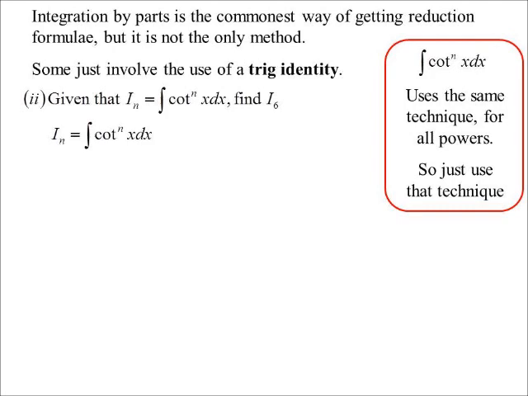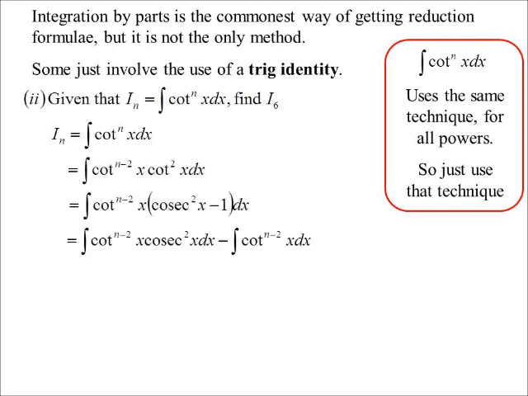If you remember, the technique was to pull out a cot squared. You change the cot squared to cosec squared minus 1. And we split it up into 2 new integrals. The first one we can do via a substitution. u equals cot x, so du is minus cosec squared x dx. And the second one, I've reduced the power. So it becomes I_(n-2).